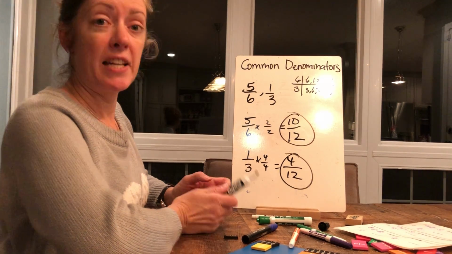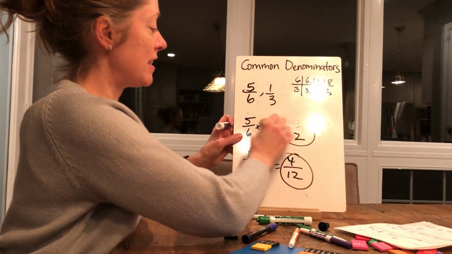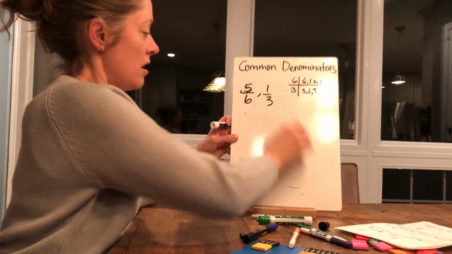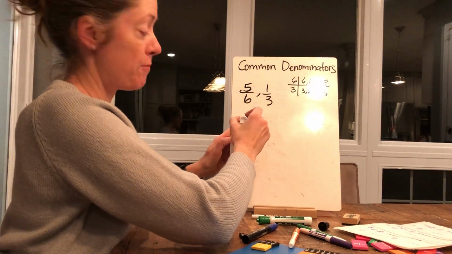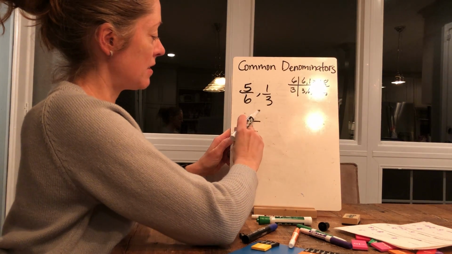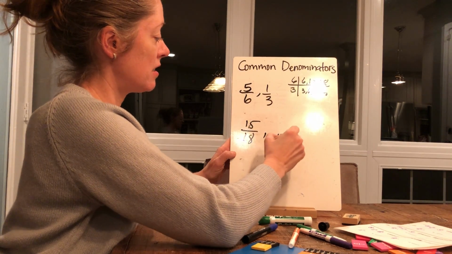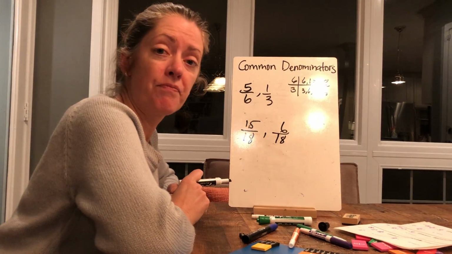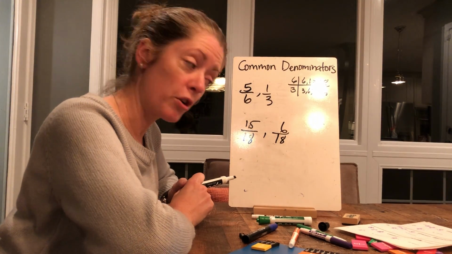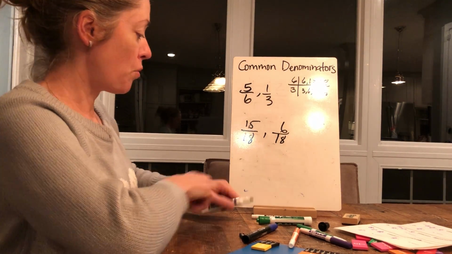Or you may have done 18ths. And if you did 18ths, your answer would have been 15/18ths, that's a 5, and 6/18ths. So any of those could work. Number 4.